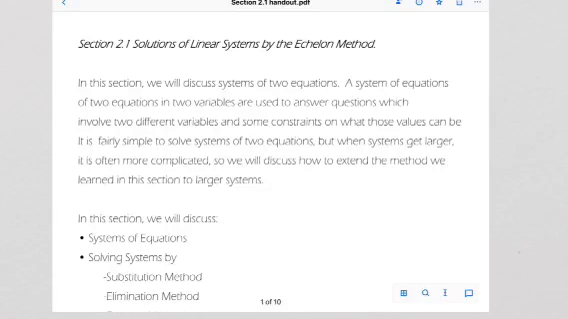We're not doing this entire section. We are just doing some parts of section 2.1 because we'll cover a lot of the material that would normally be taught in 2.1 just in section 2.2.